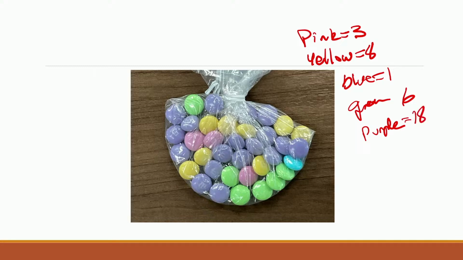Wow, my distribution doesn't seem to be even. Okay, so let's see. 3, 8. I know what I can do. Let me just copy this, and then I'll explain how we're going to compute this.